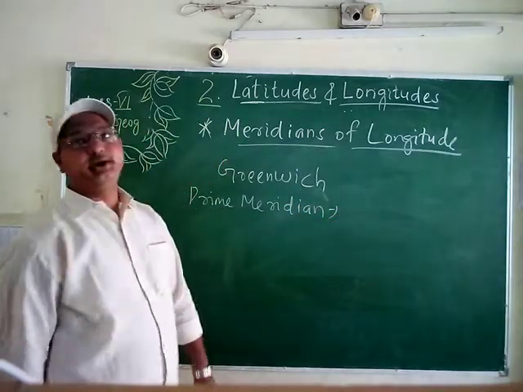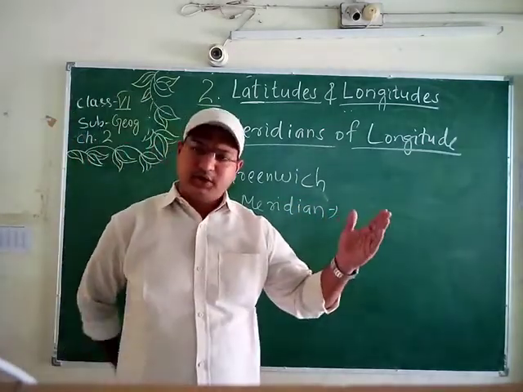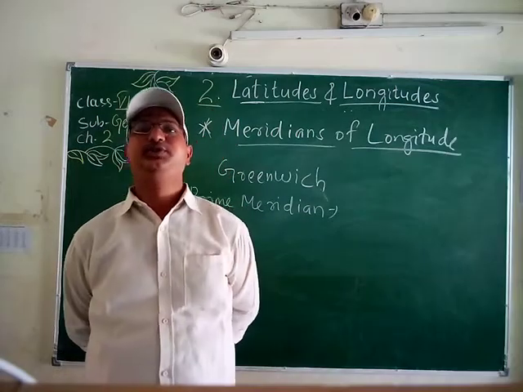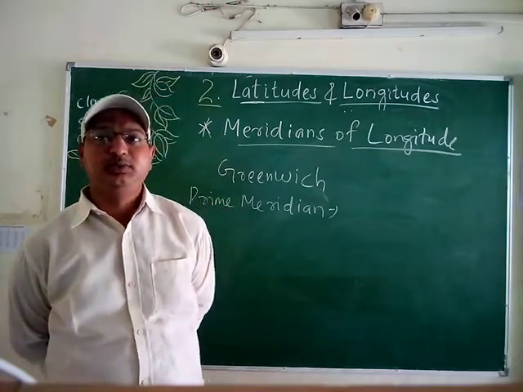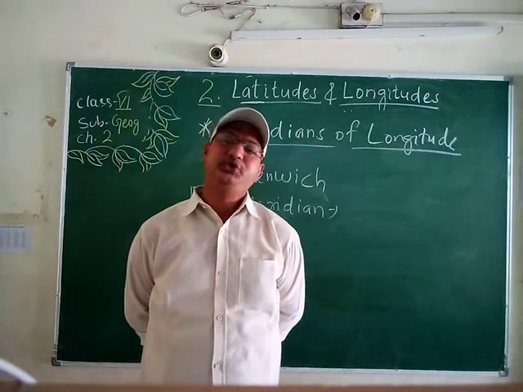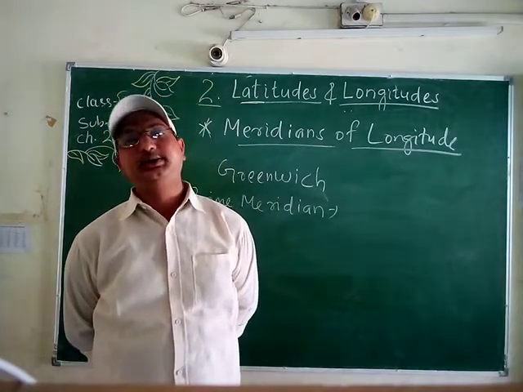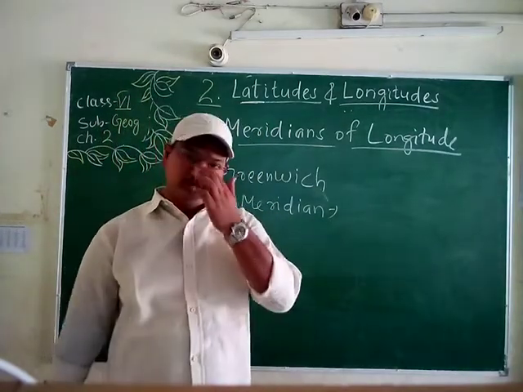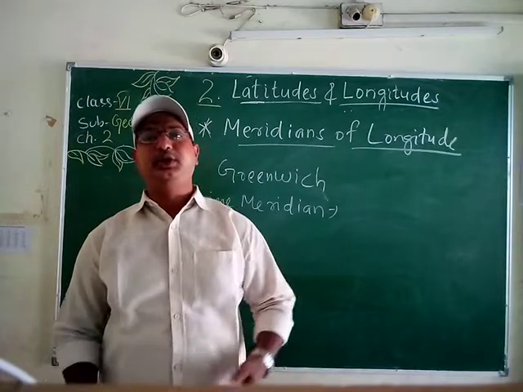So the prime meridian passes through a place called Greenwich, and is situated near London. The Earth is completely round at the equator. It's true, the Earth is completely round at the equator.